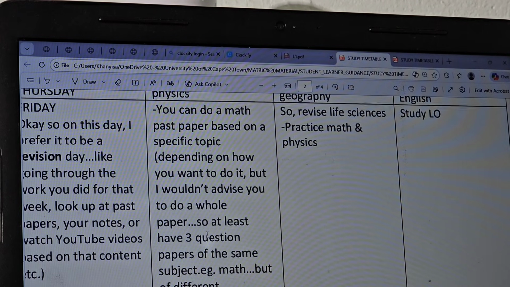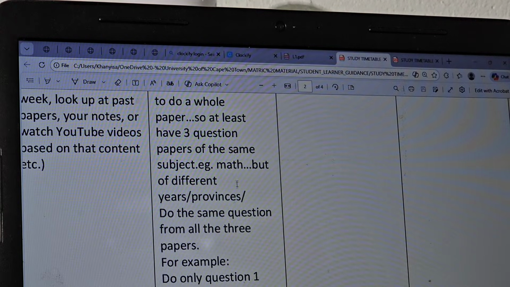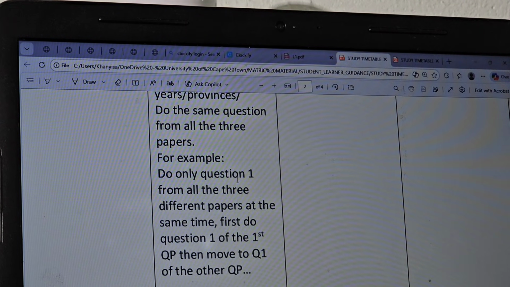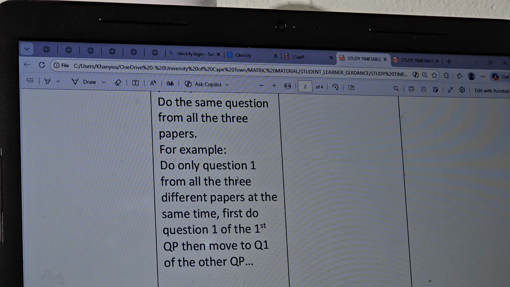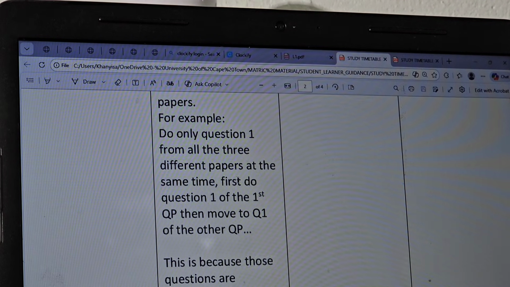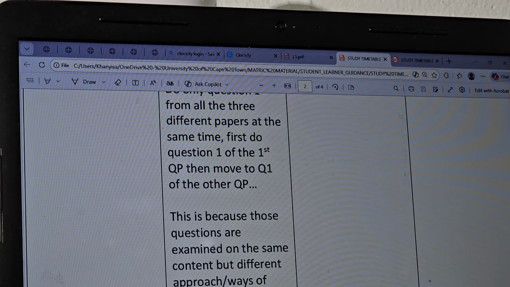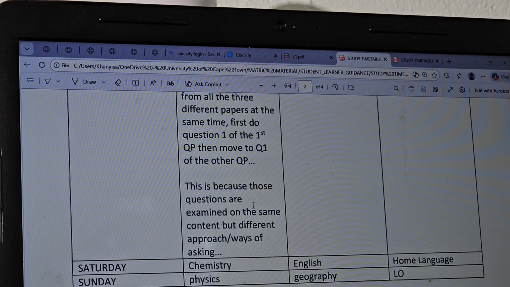So at least have three question papers of the same subject, for example maths, but of different years and provinces. Do the same question for all three papers. For example, do only question one from all three different papers at the same time. First do question one of the first question paper, and then question one of the second question paper. Basically, those questions examine the same content but with different approaches.